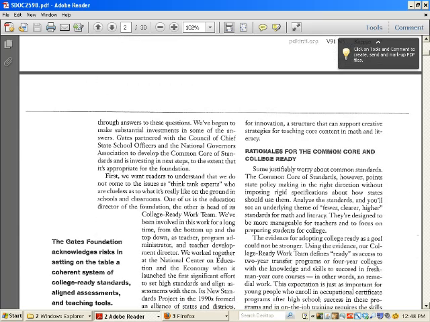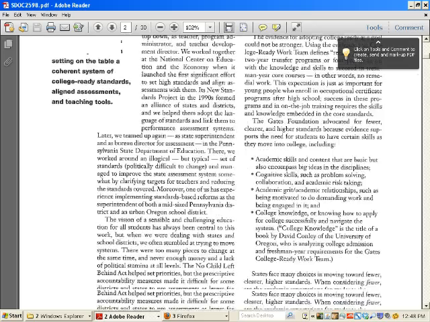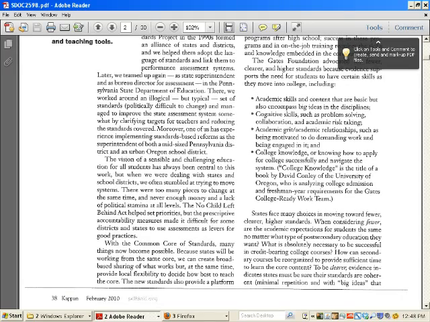Then the article says, first, we want readers to understand that we do not come to the issues as think tank experts. One of us is the education director of the foundation. And then it kind of says, we're not experts on this, however, you need to listen to us.